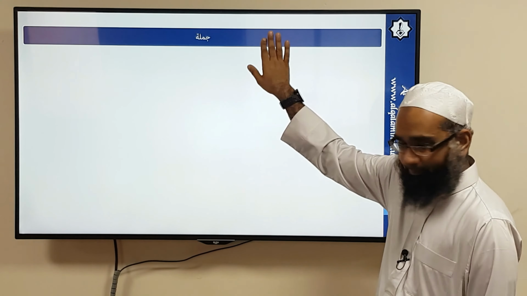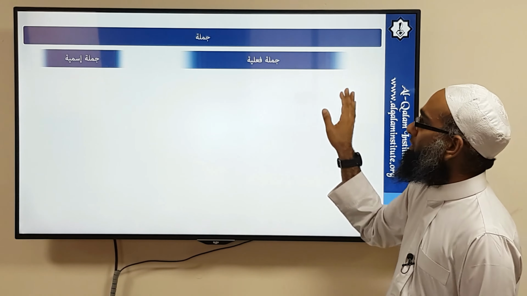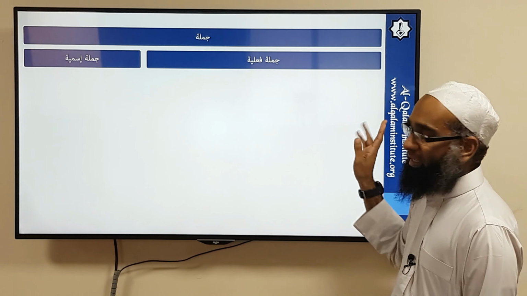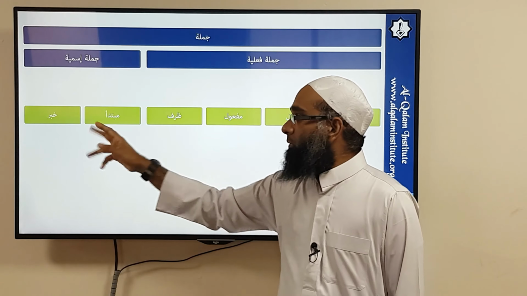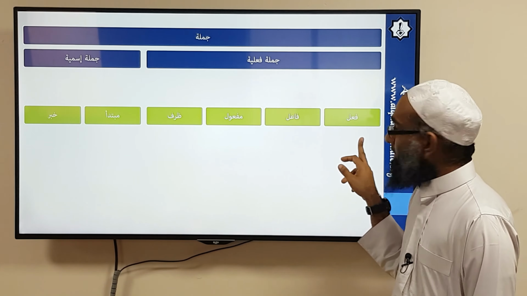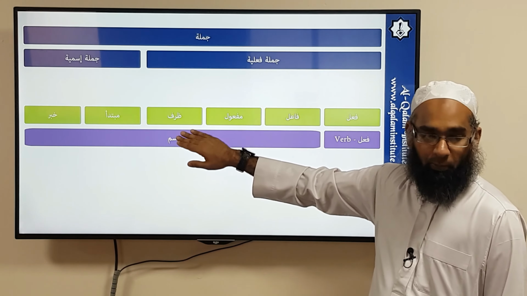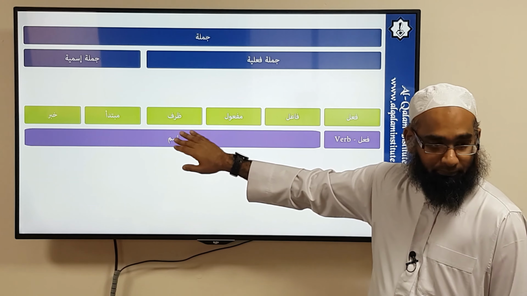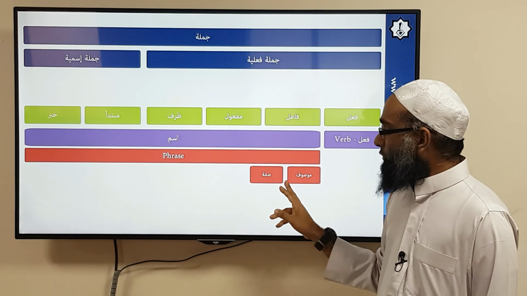We have jumla. Okay, jumla is how many types? Quickly, come on, two types. Jumla ismiya, jumla fa'liya. Fa'liya is made up of what? Fa'il, fa'il, maf'ul, and zarf. And this is made up of mubtada, khabar. What does fa'il have to be? Verb. And the rest have to be? Ism. And ism can be replaced by what? Phrase. And how many phrases are there? Five. Which one is mawsuf sifa?